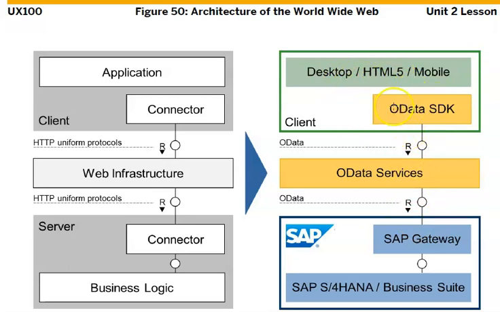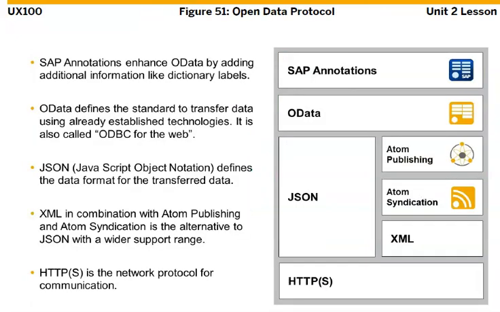Here we have the OData SDK, the software development kit, which is installed in the front end. Only then can we access it from the desktop or from mobile. Once upon a time we had the server here, and from there we used HTTP, the uniform protocol. Instead of that, they have now replaced it with OData. OData is a concept with which we can interact with the S/4HANA backend system from the front-end system. This is an open data protocol.